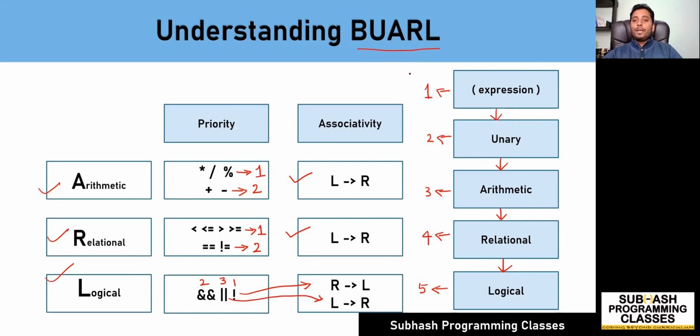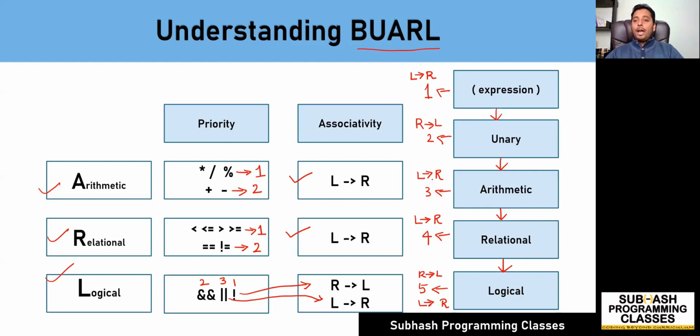Brackets have to be evaluated with left to right associativity, and unary operators have to be evaluated in the order right to left, and arithmetic operators have to be evaluated from left to right. Similarly, relational operators have to be evaluated from left to right. Whereas while evaluating logical operators, logical not must be evaluated in right to left fashion, and logical and and logical or must be evaluated from left to right.